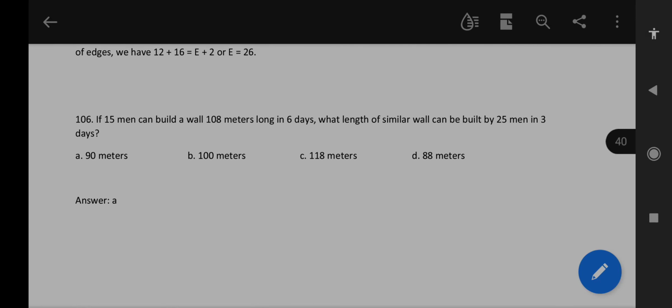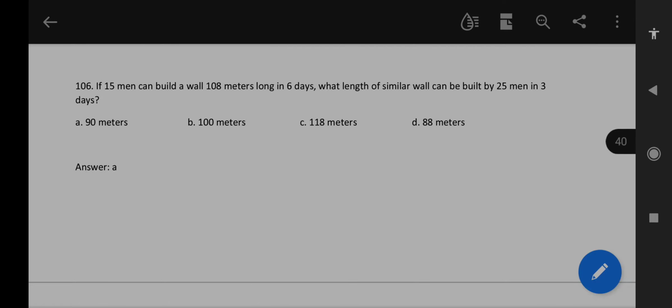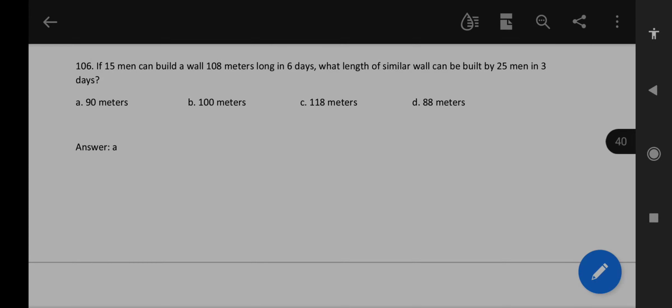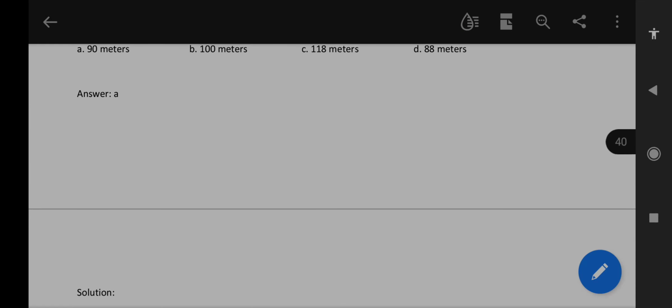Next, problem 106. If 15 men can build a wall 108 meters long in 6 days, what length of similar wall can be built by 25 men in 3 days? Pag nakita mo yung tanong na yan sa board exam, sagot dyan ay letter A, 90 meters. Pero paano siya isolve? Okay?